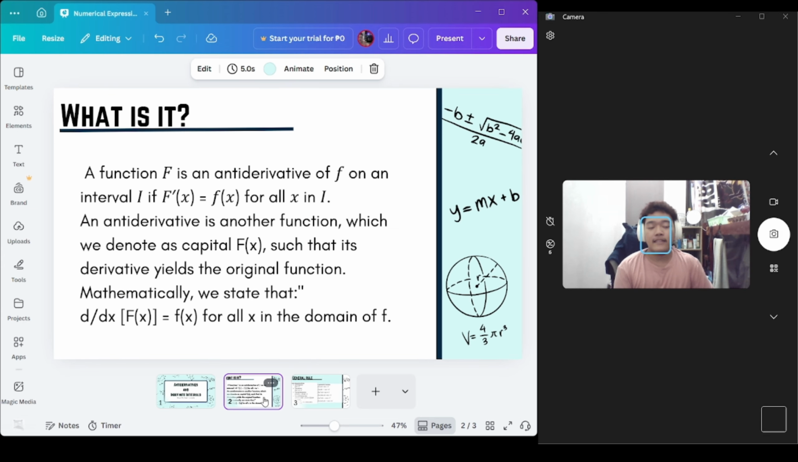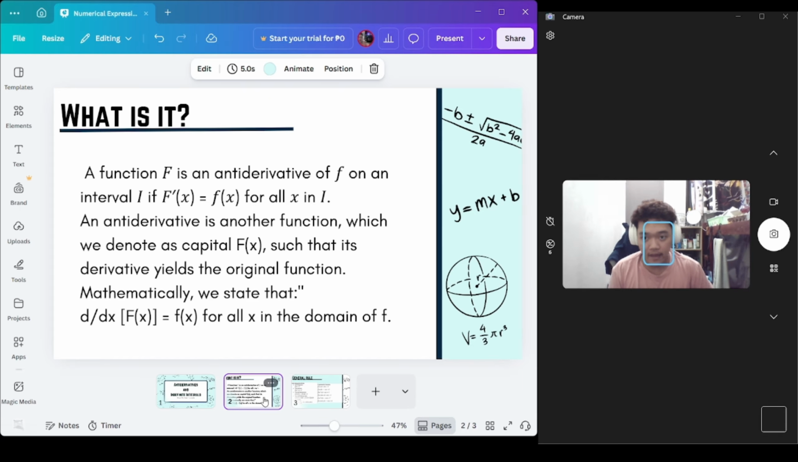So in differential calculus, our primary focus is determining the rate of change of a given function, a process known as differentiation. Today we introduce the fundamental inverse operation, antidifferentiation. So what is antidifferentiation or antiderivative?